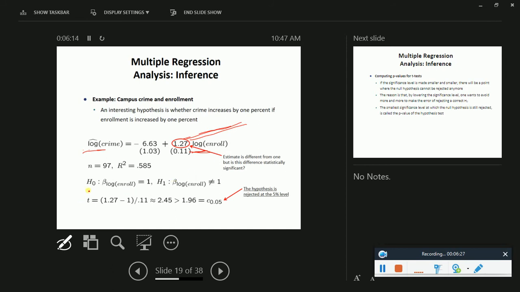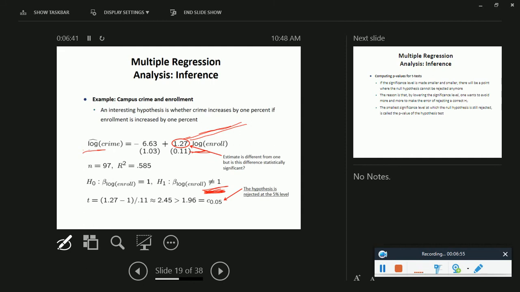So in this case, they have assumed that the null is 1, right? So the null is 1, and the alternative is that it's not equal to 1. So it's like a two-sided test, right? The alternative can be both greater than 1, or it can be less than 1.